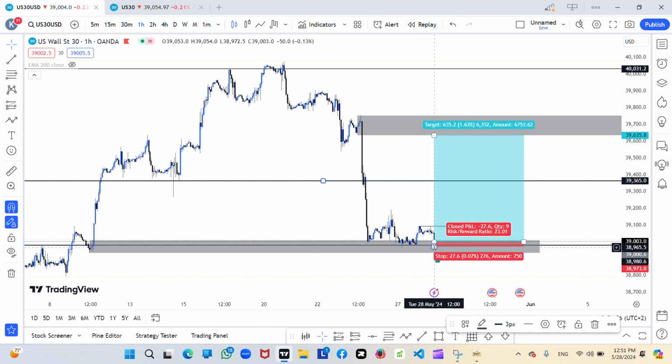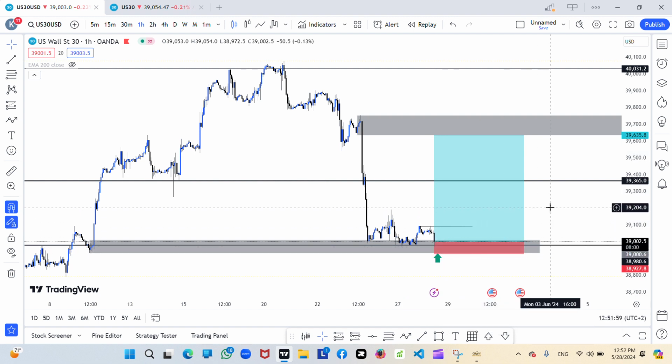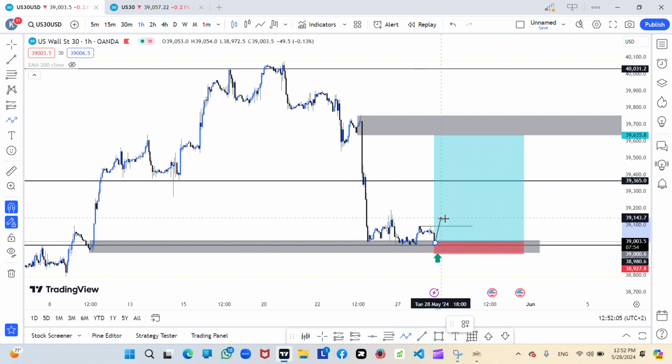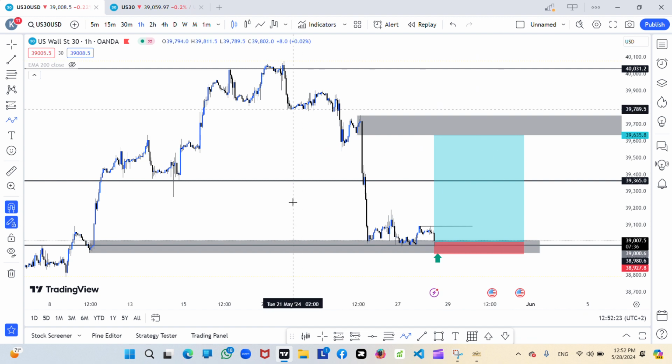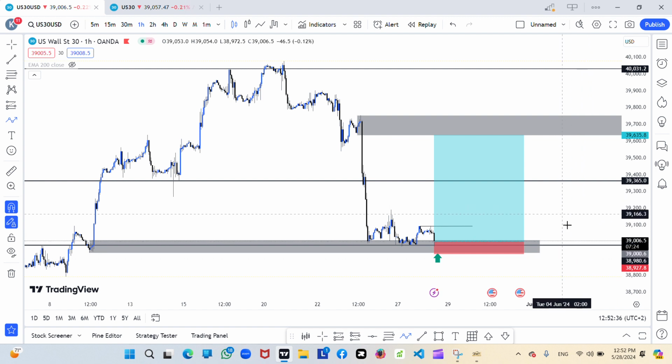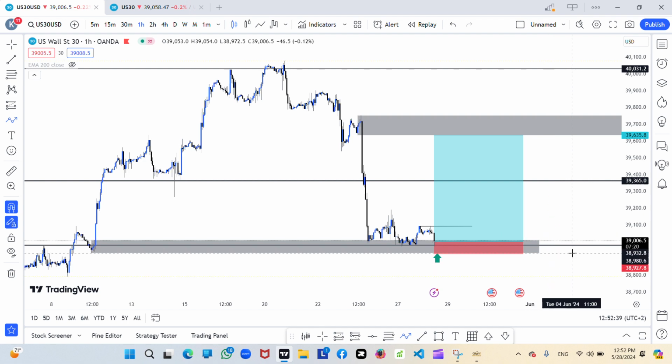So for our first entry, we can enter right now, or you can wait for a break of the most recent lower high. If we break it, then we enter those buys. Let's count our entry confirmations for this. It's a demand and a support. So it's number one, a demand, and number two, a support.